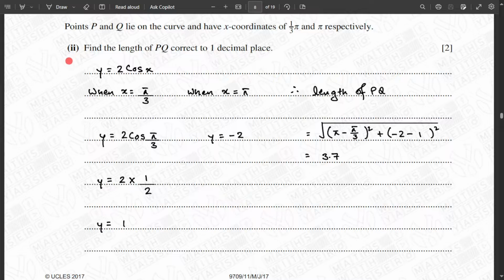For part 2, it says points P and Q lie on the curve and have x coordinates pi by 3 and pi respectively. We need to find the length of PQ correct to 1 decimal place. So we know the equation of the curve, which is y equals 2 cos x. When x equals pi by 3, y should be equal to 2 cos pi by 3. And if you know the trigonometry table, you should know that cos pi by 3 is half.